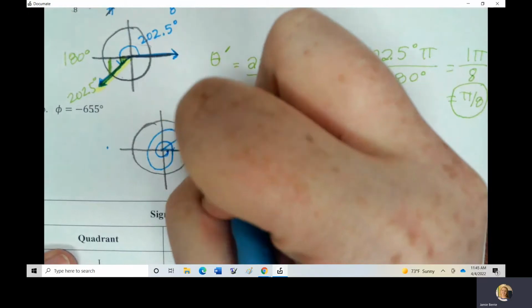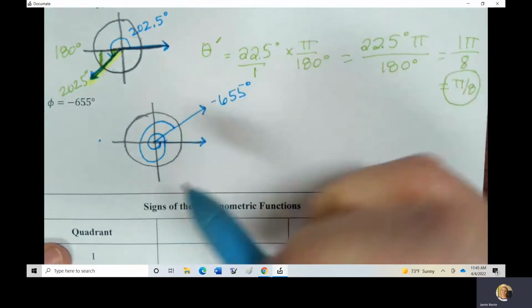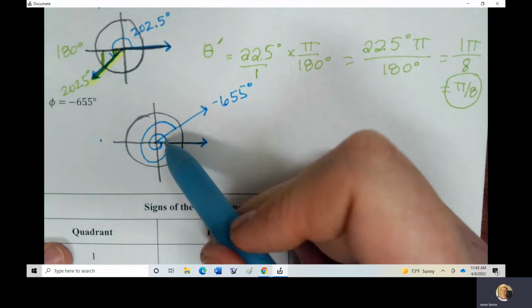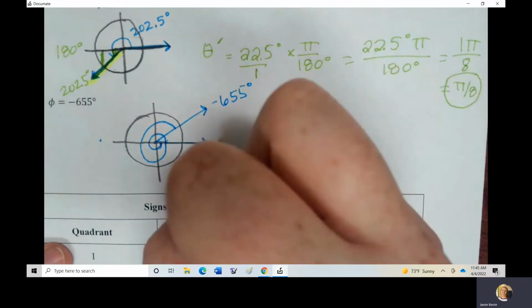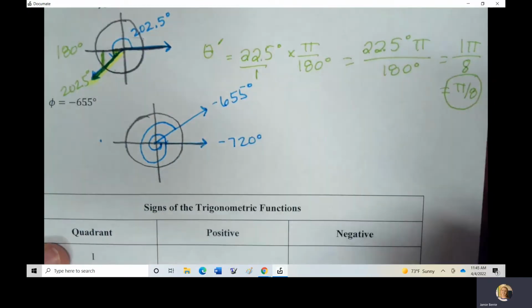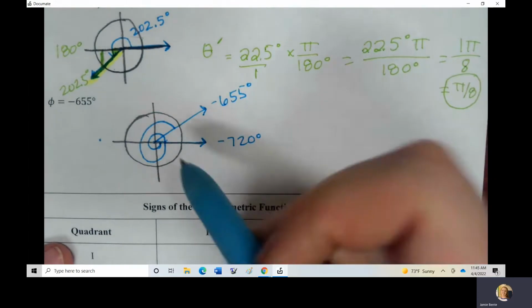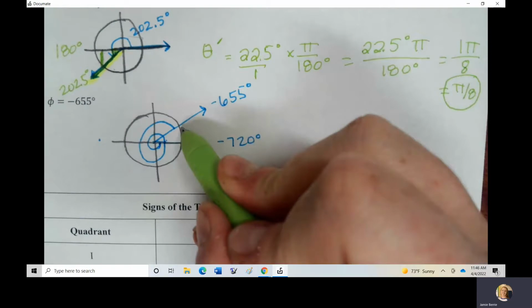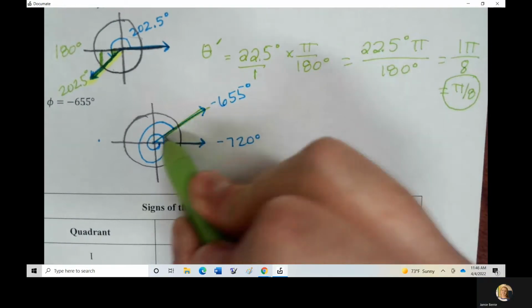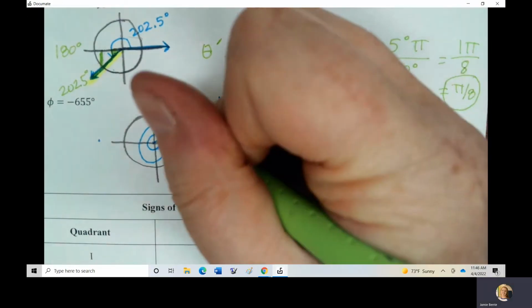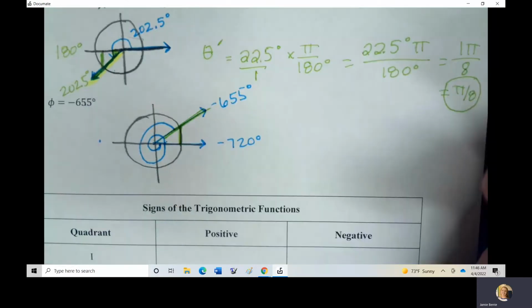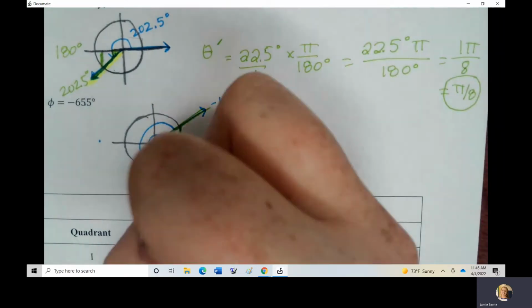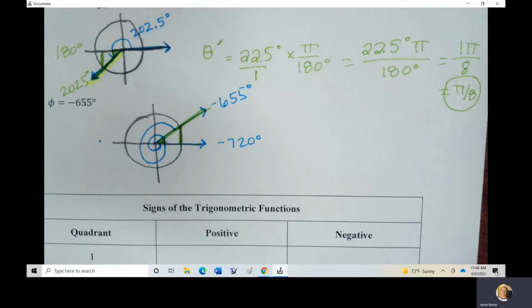Okay, so let's think about what this would look like. We know this is negative 655 degrees. If we went all the way around the unit circle twice, that would be negative 720, right? Because it's 360 plus 360. So let's find the reference angle here. Remember, we go to the terminal side, that's here. Draw a line straight up or down to the x-axis, down in this case, right? And the reference angle is that tiny angle right there.